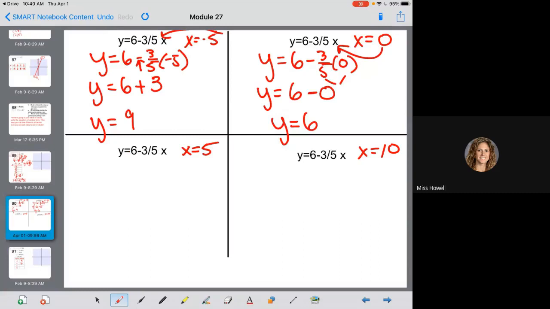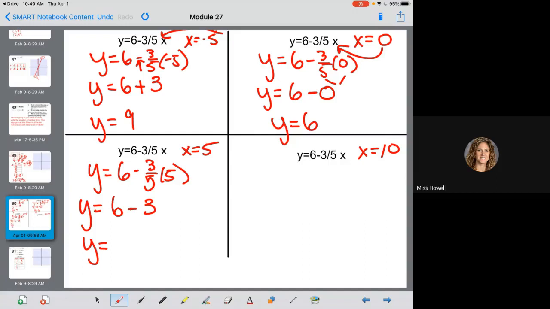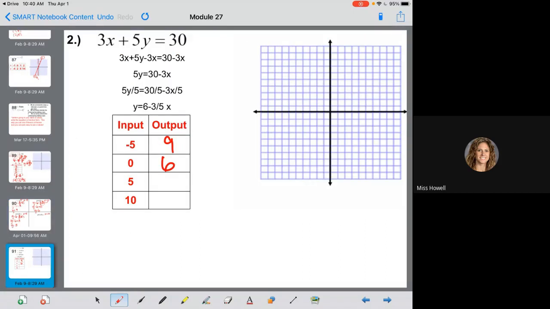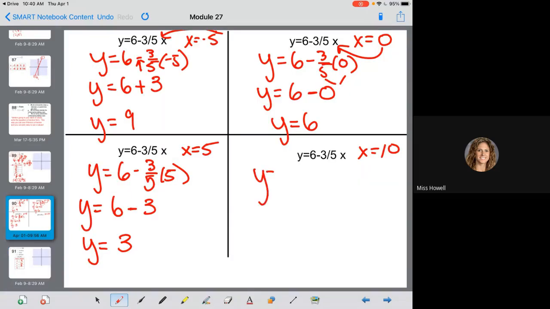All right, let's do our 5. Y equals 6 minus 3/5 times 5. So y equals 6, and -3/5 times 5 would just give us -3. Again, if I can't do that math in my head, calculator's my friend there. 6 minus 3 will give us 3. So 5, 3 is the location on the line. All right, let's do our 10. Y equals 6 minus 3/5 times 10. PEMDAS from there.